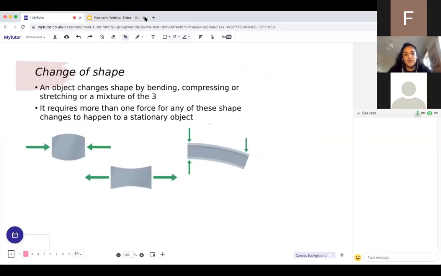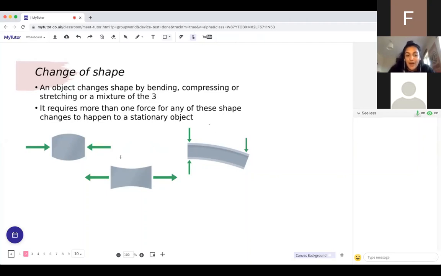Okay, so first we're going to talk about change of shape. There are three different ways that an object can change shape. It can change shape by bending, compressing, or stretching, which you can see here. So three different methods of changing shape. An object can change shape with any of those three or a mixture of them. So it could bend and compress, or it could be a mixture of all three. So that's how an object changes shape.